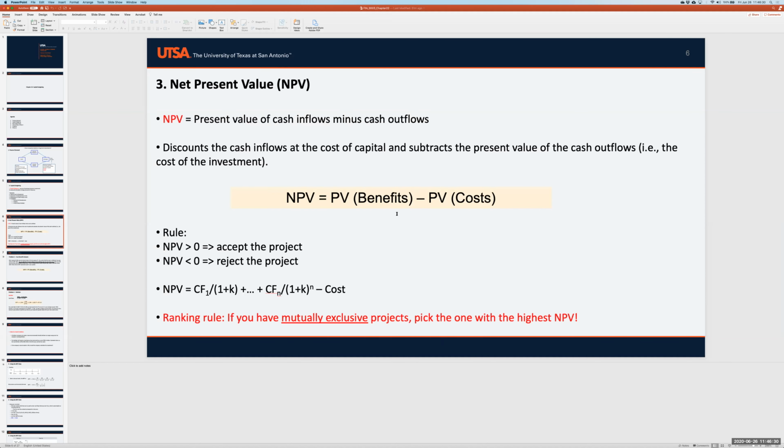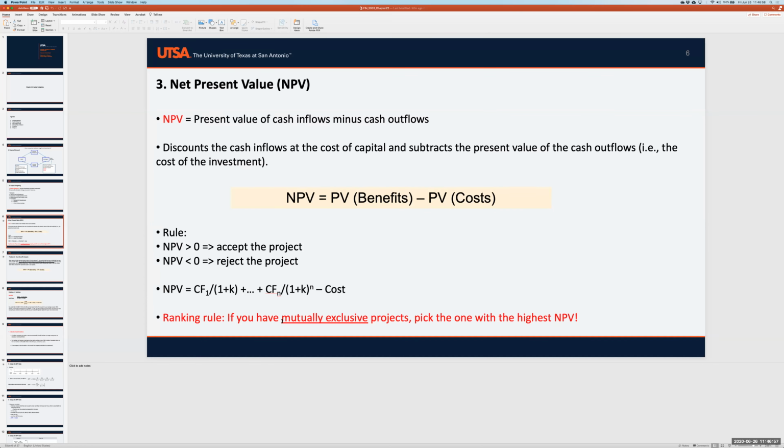So net present value is the present value of cash inflows minus cash outflows. At the end of the day, for the investment decision, you need to calculate the present value of all benefits and all the costs, and just subtract costs from benefits, and you will find net present value. If the net present value is higher than 0, you should accept the project. If the net present value is less than 0, you should reject the project. Just the cost and benefit analysis, right?